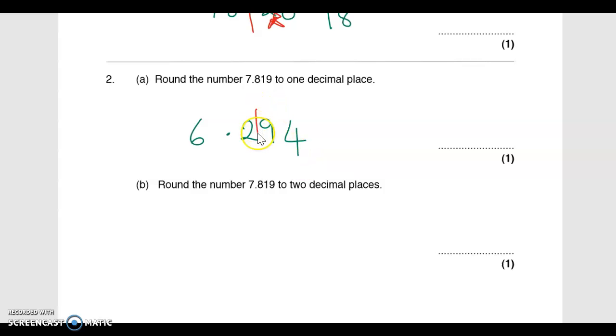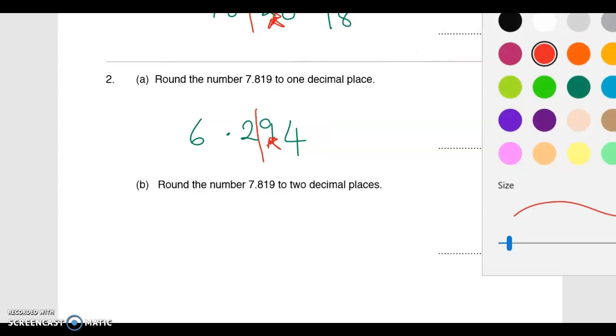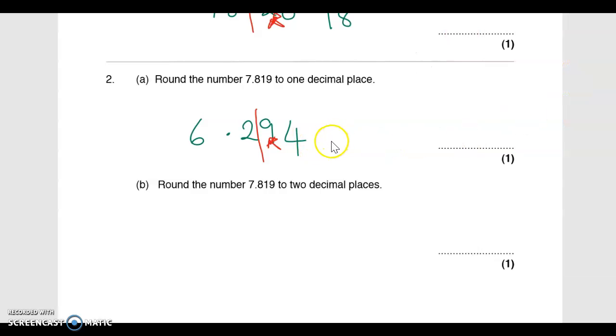So I draw my line here, and I'm still looking at the number on the other side of the line, to see whether the 2 is going to turn into a 3 or stay as a 2. And yes, you guessed it, the 9 will affect it because it's 5 or more. So my answer here is 6.3.